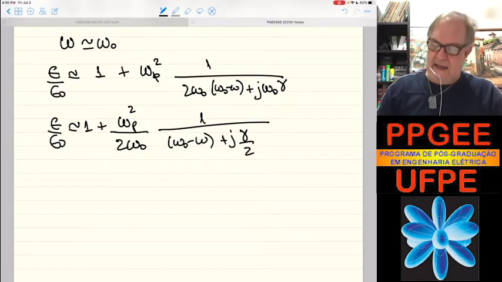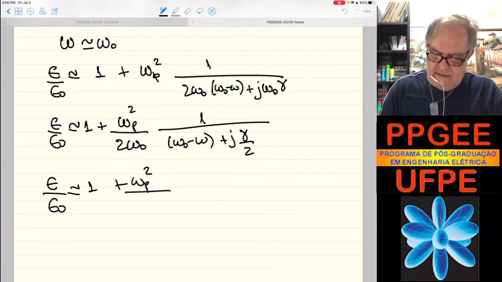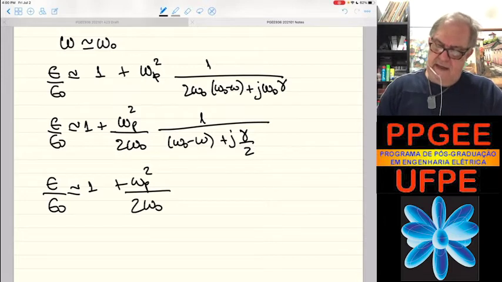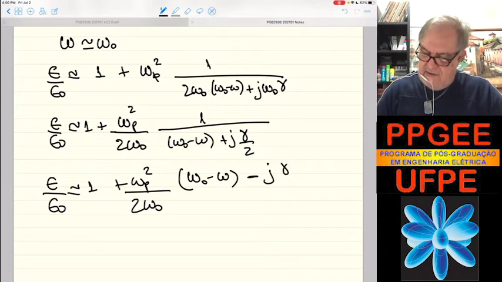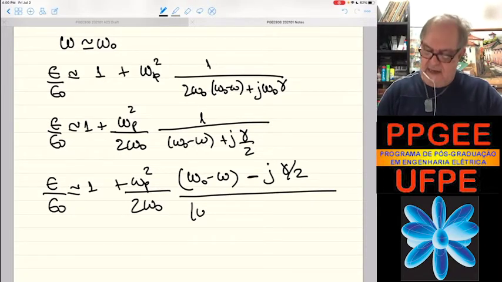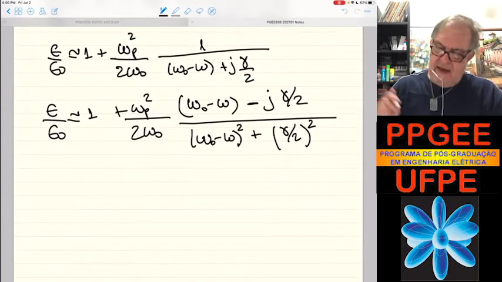Then I can determine the real and imaginary parts of this. 1 plus, then I multiply by the conjugate and divide by the conjugate. So it's going to be omega 0 minus omega, then minus j gamma over 2, divided by the square. I can put it like this: omega 0 minus omega squared plus gamma over 2 squared. Then we have the real parts.